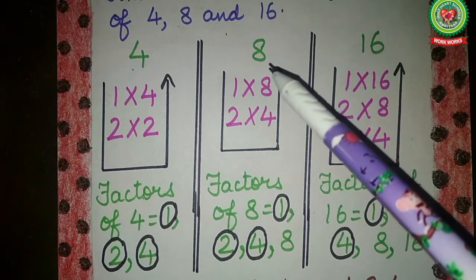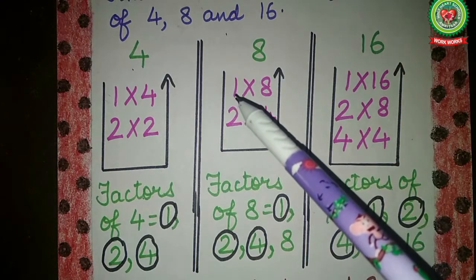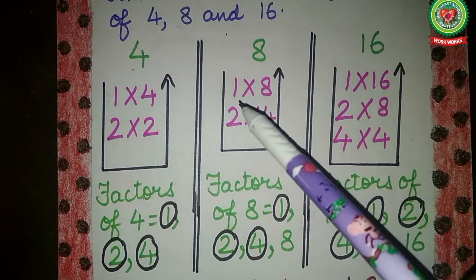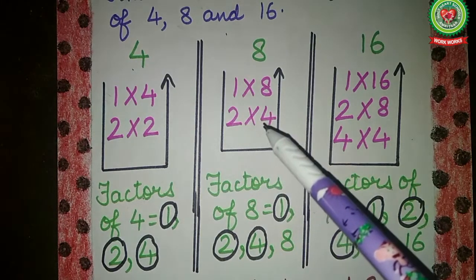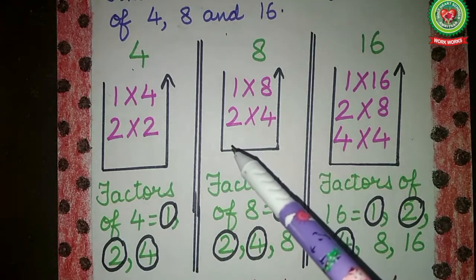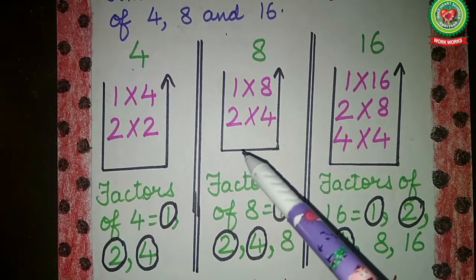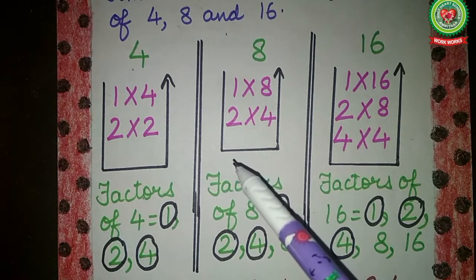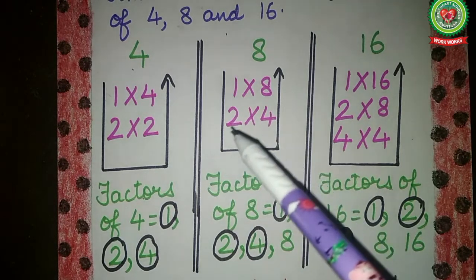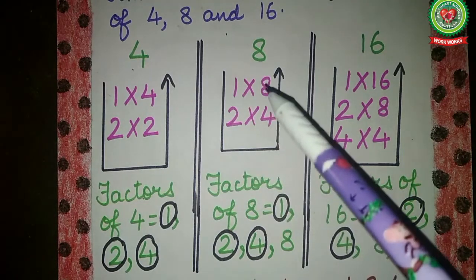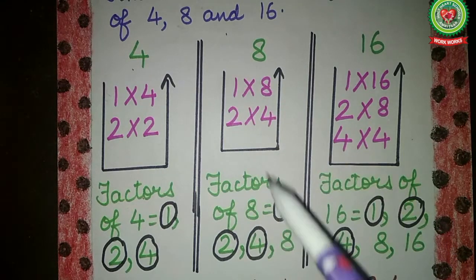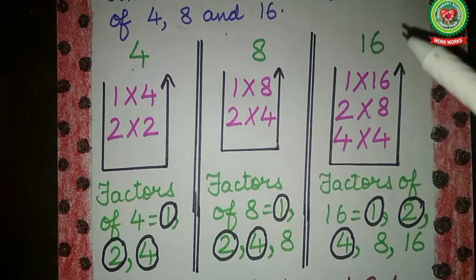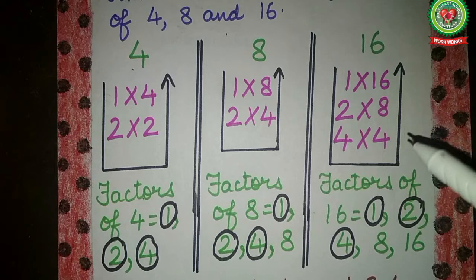Now, turn off 8 table. Again start with 1 table. On 1 table, 8 comes on 8. After 1 table, turn off 2 table. On 2 table, it comes on 4. 2 multiplied by 4. After 2 table, turn off 3 table. On 3 table, 8 doesn't come. So, no need to write 3. After 3 table, turn off 4 table. On 4 table, 8 comes on 2. 4 multiplied by 2. Repetition, make U. So, factors of 8 are 1, 2, 4 and 8. In the same way, you can find factors of 16.